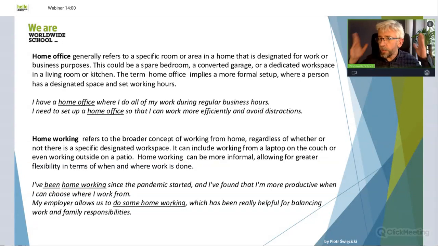So a home office is just a place. And home working. Home working refers to a broader concept of working from home, regardless of whether or not there is a specific designated workplace.